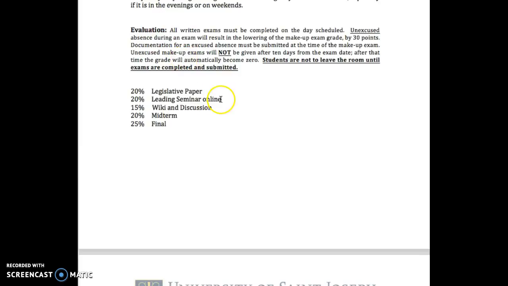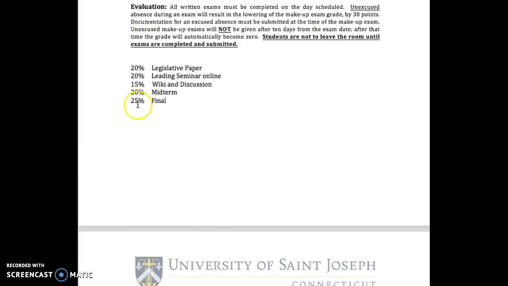The evaluation for the course comes here. 20% for the legislative paper, 20% for leading a seminar online, of course. I have this actually divided up when you look in Blackboard: it's 5% for doing the wiki and 10% for doing the discussion, and I'll talk more about that below. The midterm is 20% and the final is 25%. So I try to keep these numbers fairly balanced.